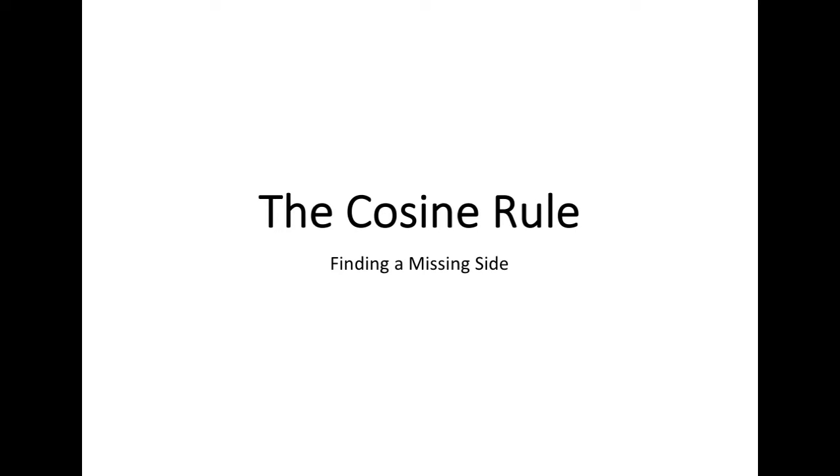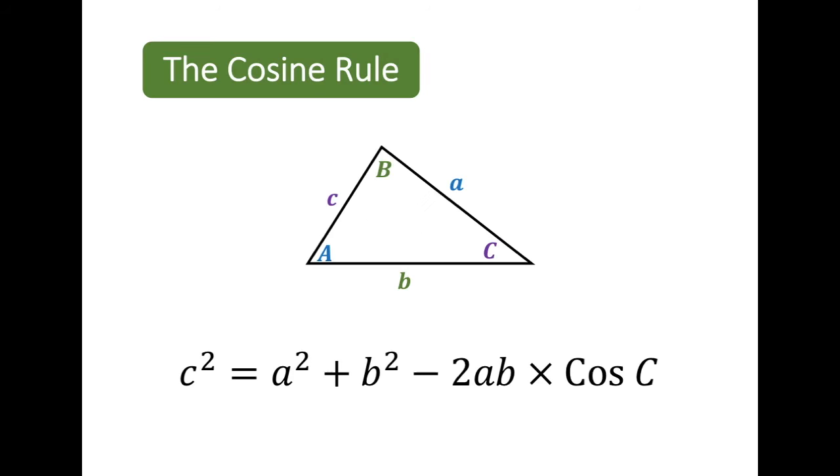This video is going to have a look at how to use the cosine rule to find the missing side of a triangle. The cosine rule formula is going to be c squared is equal to a squared plus b squared minus 2 times ab, and then we're going to multiply that by the cos of angle C. After we use the cosine rule to find what our c squared value is, similar to Pythagoras, we would find the square root of that value to find the c value.